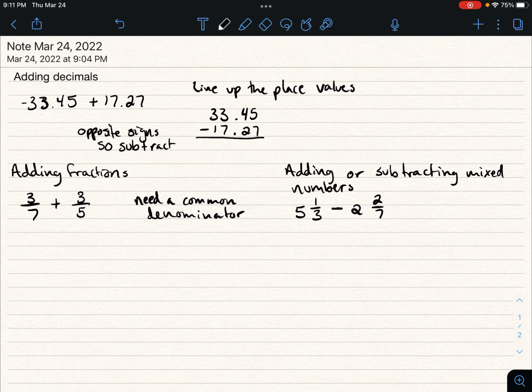So 5 minus 7, you can't do that. You have to borrow from the 4. This becomes a 3, and then you get 15. 15 minus 7 is going to be 8. 3 minus 2 is going to give us 1. Bring down our decimal.